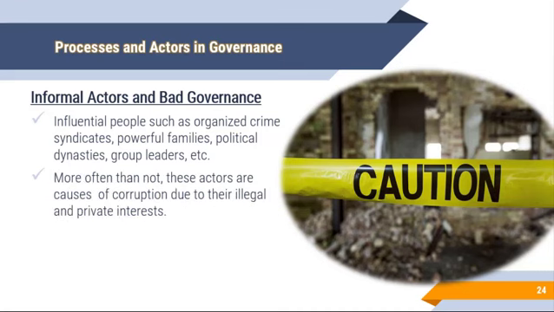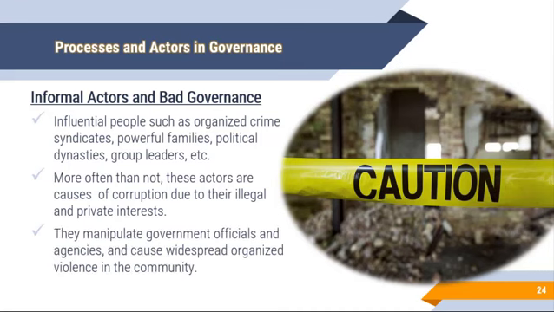For example, an organized syndicate that traffics humans and children causes disruption, not just to the governance of the government, but also to the lives of the citizens. They manipulate government officials and agencies, and cause widespread organized violence in the community. When a public official or an entire agency does illegal activities with these entities or groups, that is when bad governance usually occurs.